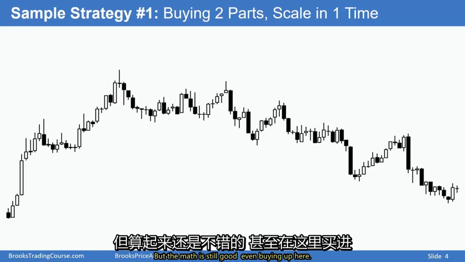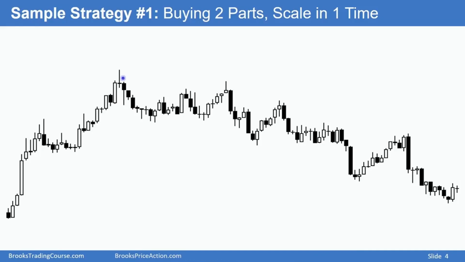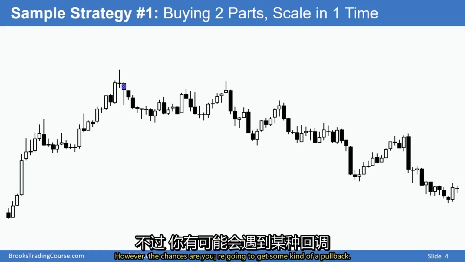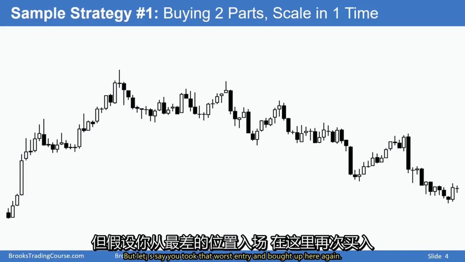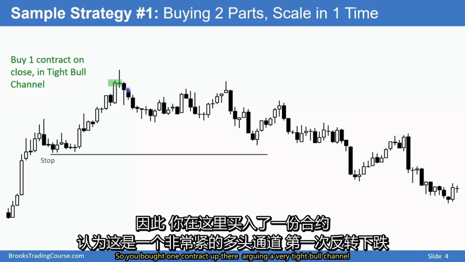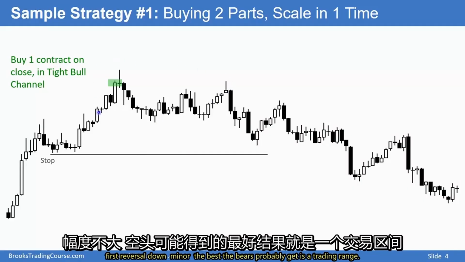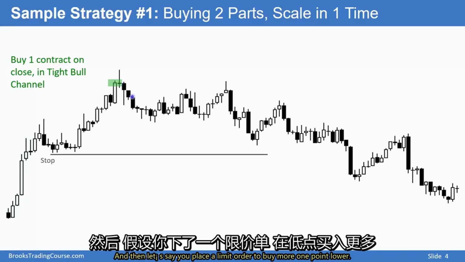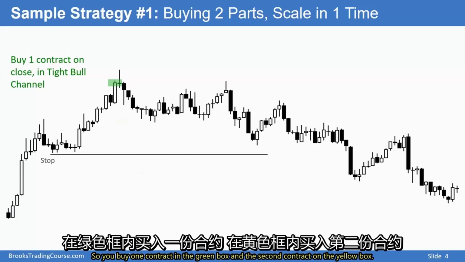But the math is still good, even buying up here. However, the chances are you're going to get some kind of a pullback. But let's say you took that worst entry and bought up here again. So you bought one contract up there, arguing a very tight bull channel, first reversal down, minor. The best the bears probably get is a trading range. And then let's say you place a limit order to buy more 1 point lower. So you buy one contract in the green box and the second contract on the yellow box.